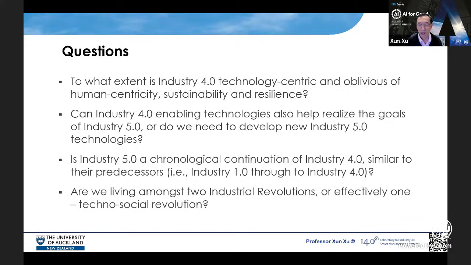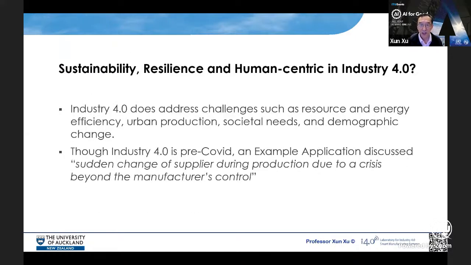And another question is, are we living amongst two industrial revolutions or effectively just one? So I gave this one called techno-social revolution. Come back to this at the very end. So the first question is, does Industry 4 actually address anything to do with sustainability, resilience, and human-centricity? Or can I just ignore all of this altogether?